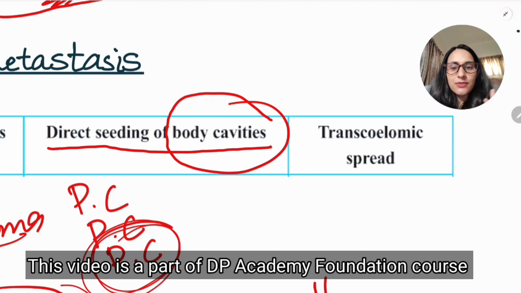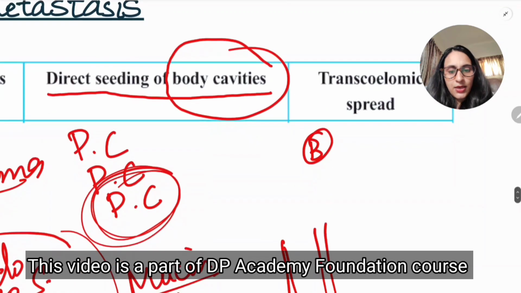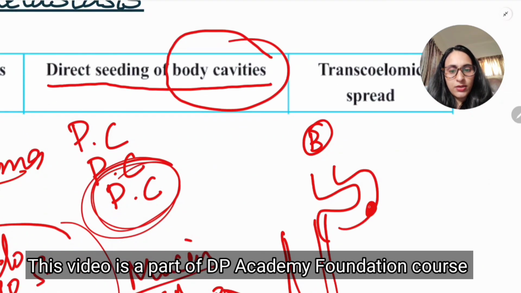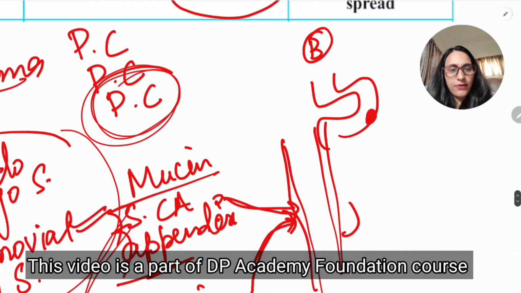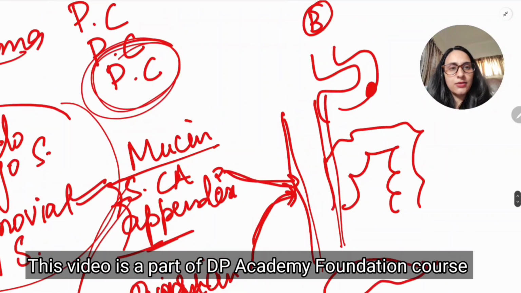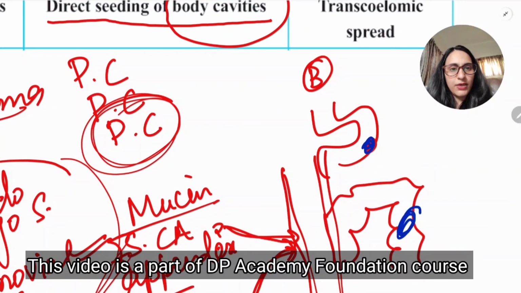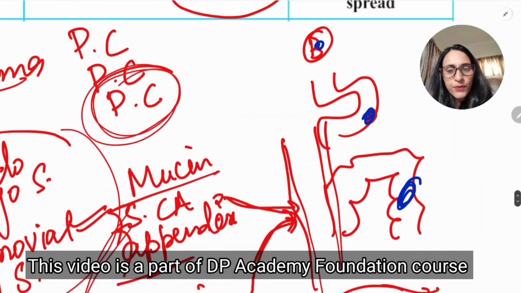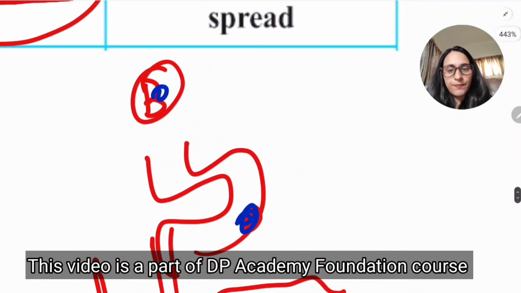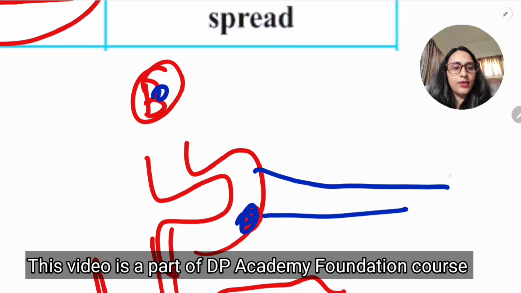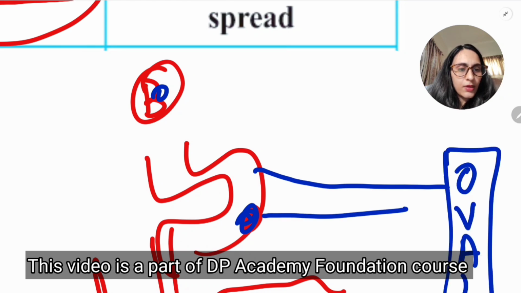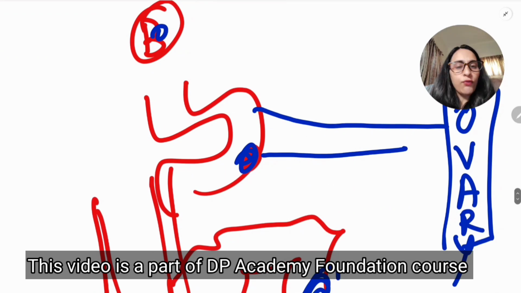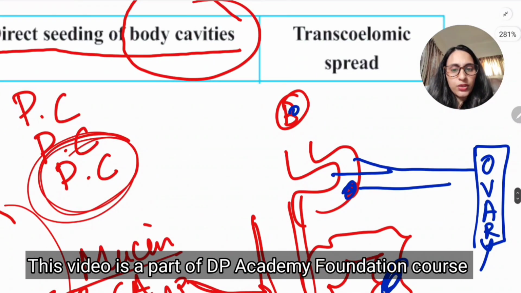Transcoelomic spread means, coelomic means body cavity. So here the route is going to be the body cavity. Suppose there is a carcinoma of the breast, another person having carcinoma in the stomach, another person having carcinoma in the colon, and another person having carcinoma in the pancreas. So suppose the stomach cancer patient's cancer goes via the body cavity and gets deposited in the ovary. See, the cancer is metastasizing to the ovary, a very far off organ from the stomach, but it is taking the route that is the body cavity. So that is known as transcoelomic spread.